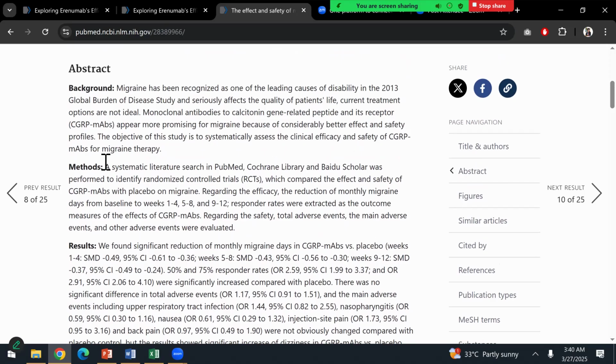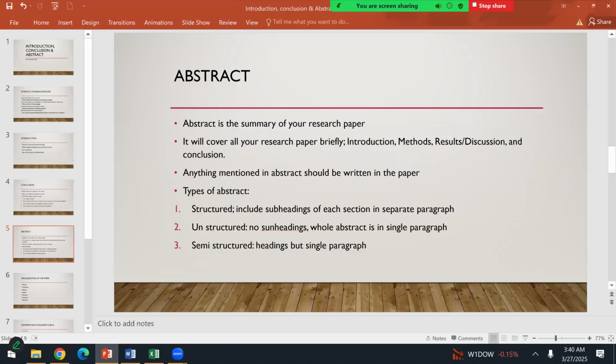So I want all of you to write a structured abstract like that, because most of the papers require a structured abstract. And if the paper doesn't require a structured abstract, then we can always just remove the headings. But right now, I want you to write like this in a structured format. So that was it. This is your paper that is completed.